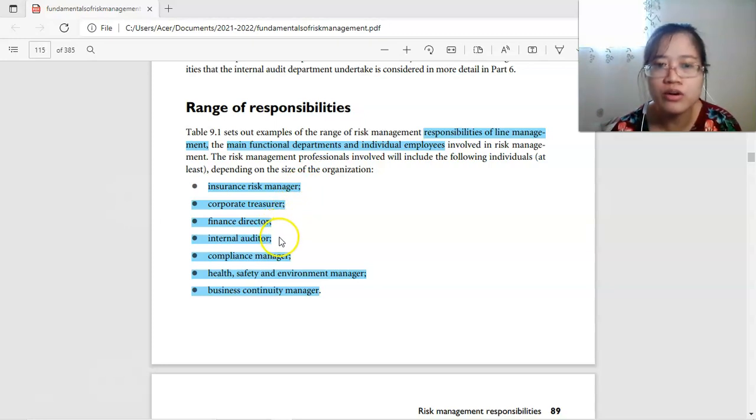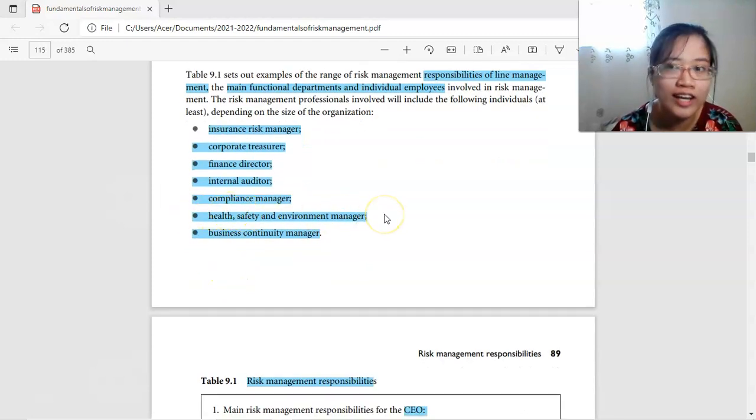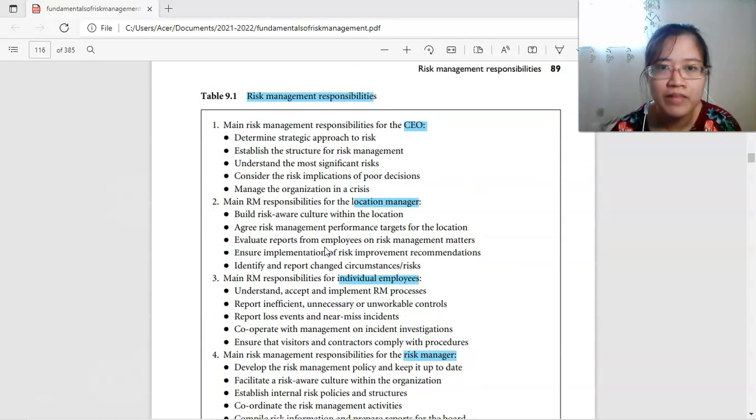And then you have your corporate treasurer, more on finance ito. And finance director, internal auditor, more on compliance with laws, operational efficiency. Tapos you have your compliance manager, more on laws then, compliance to laws and regulations. Health, safety, environmental manager. In a way, dito sa atin, required ito ng DOLE, to ensure a healthy, safe environment for the workers. And then you have business continuity manager for the operations of the business.